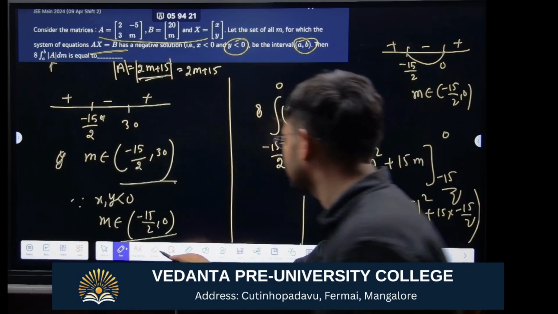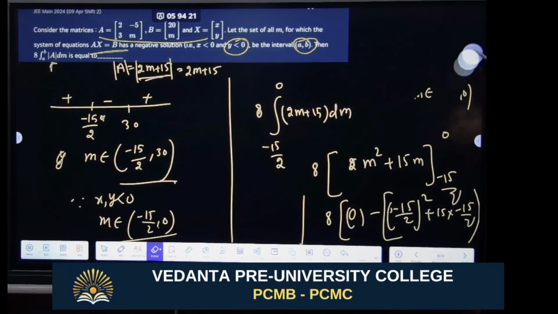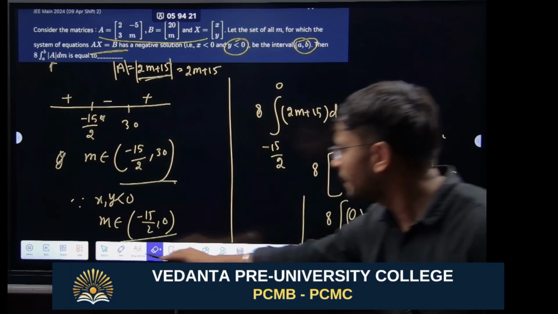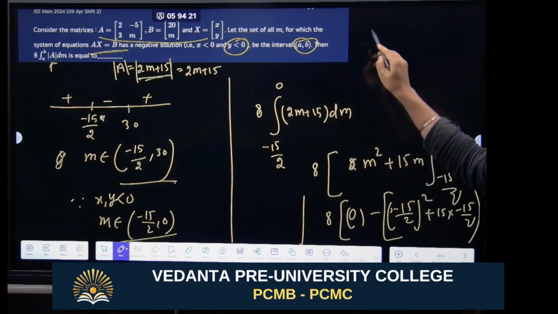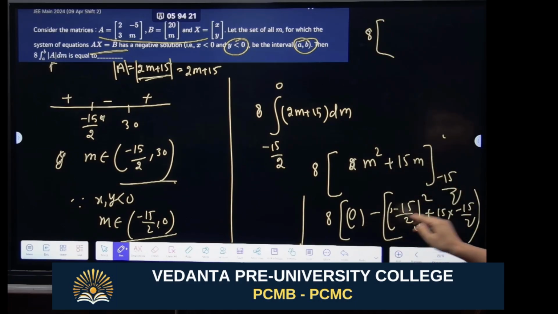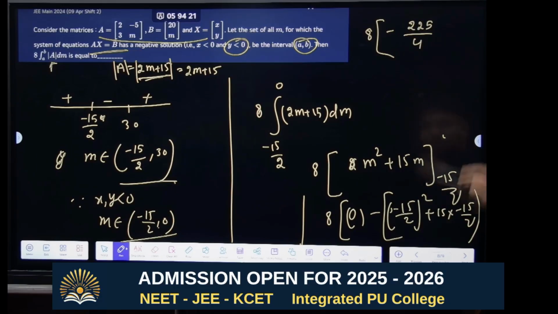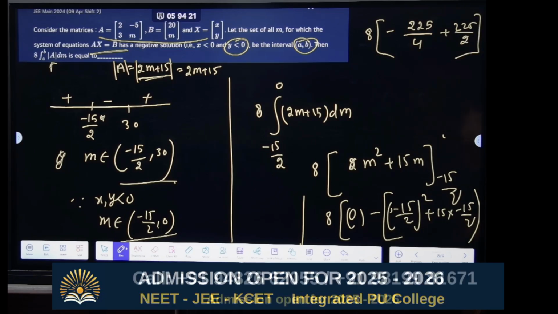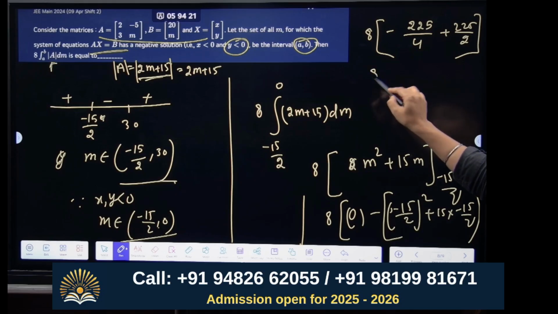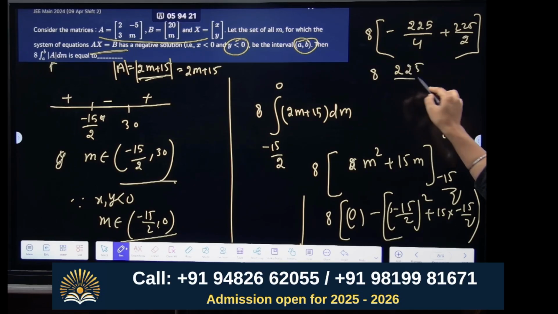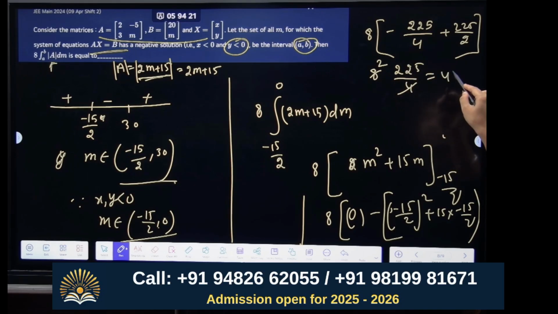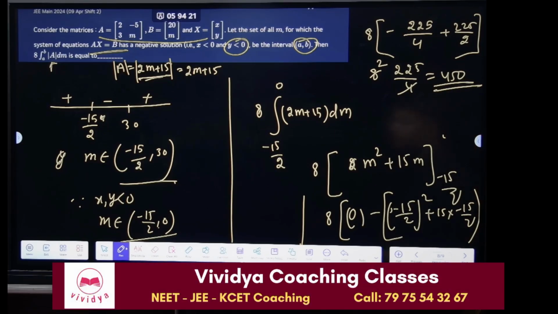So if you solve this, let me take this space. So this is 8, this is 0, this is minus of 225 by 4, and this is minus, minus plus, this will be 225 by 2. Okay. Now if you are going to solve this, this will come 225 by 4. So 4 2 ja, and you will see the answer will be 450. So answer for this is going to be 450.